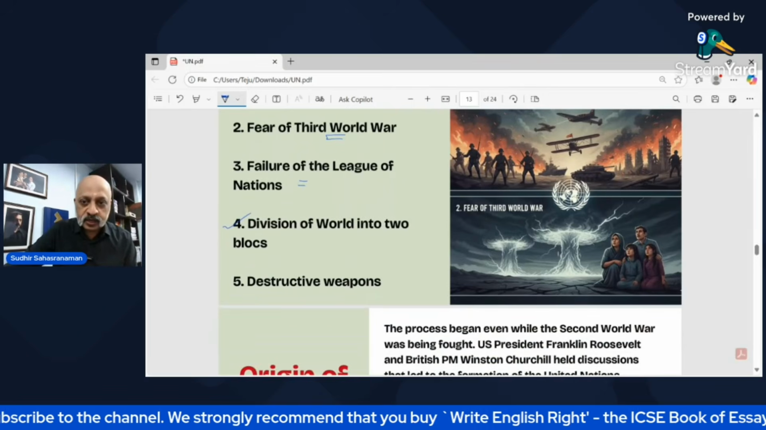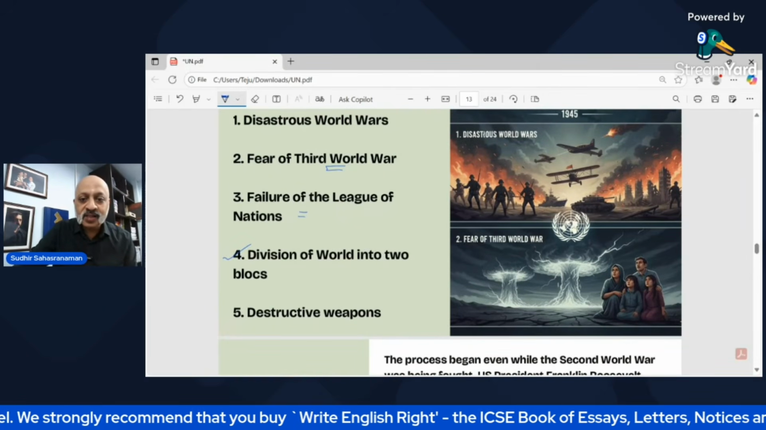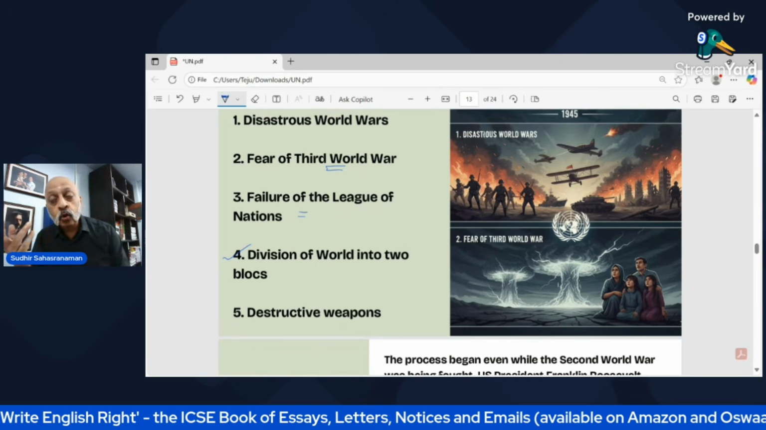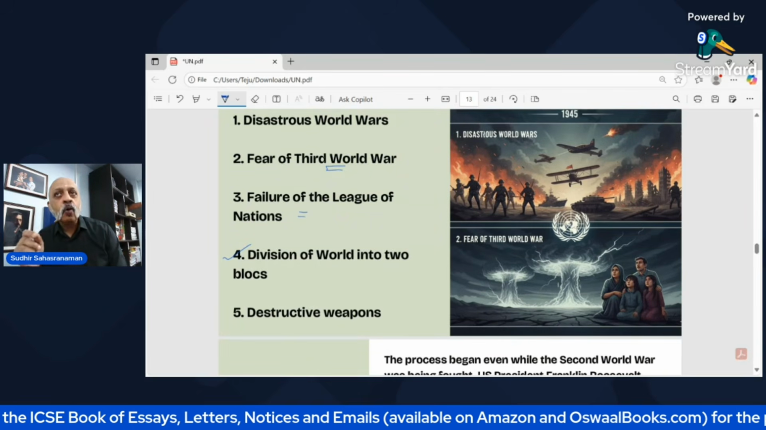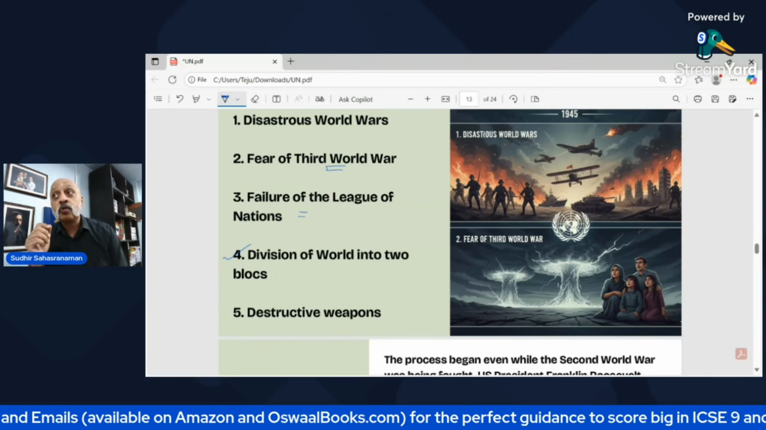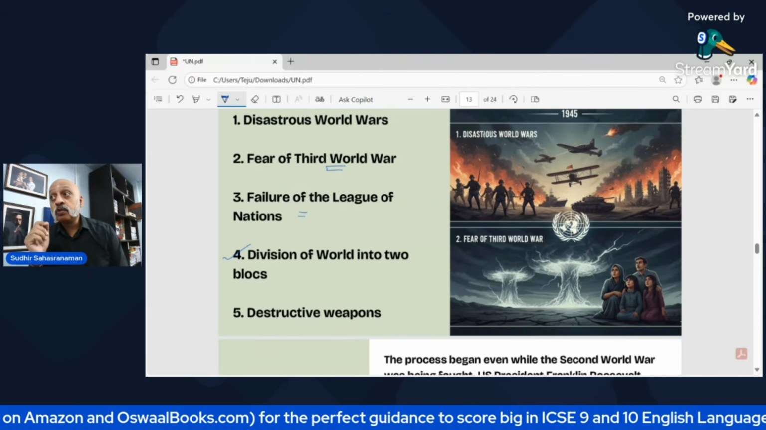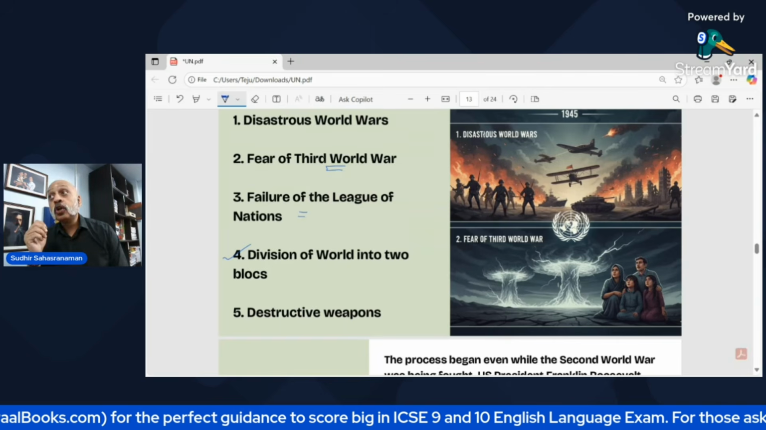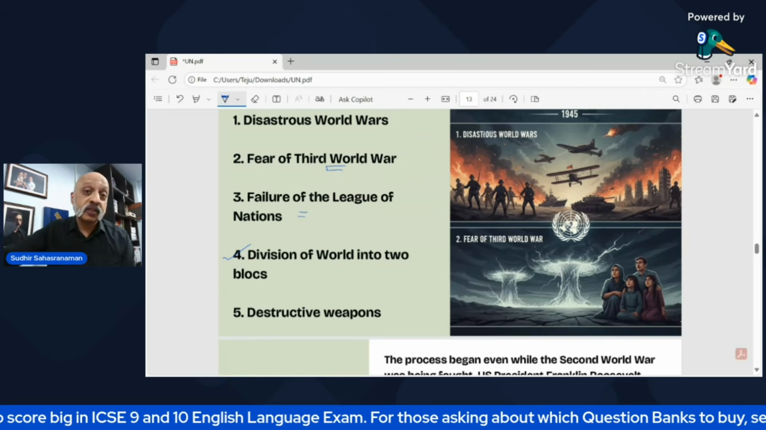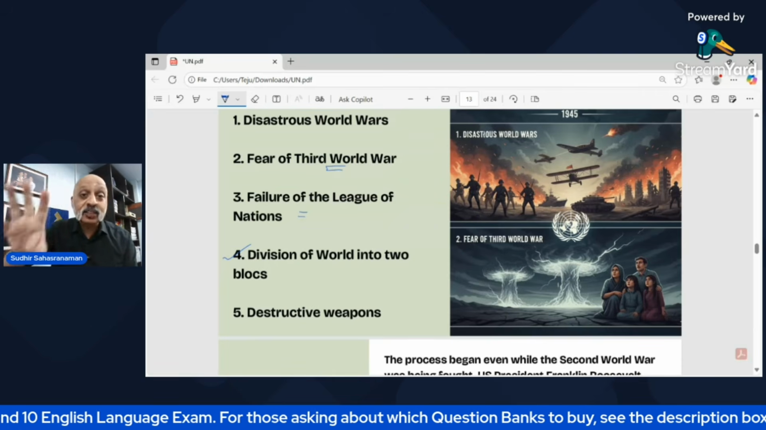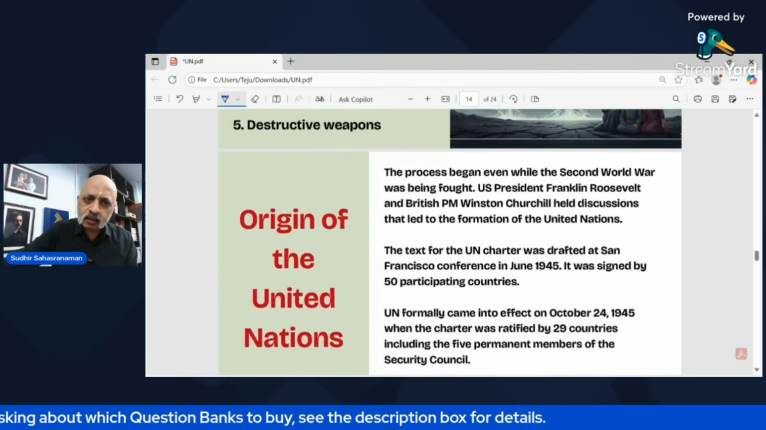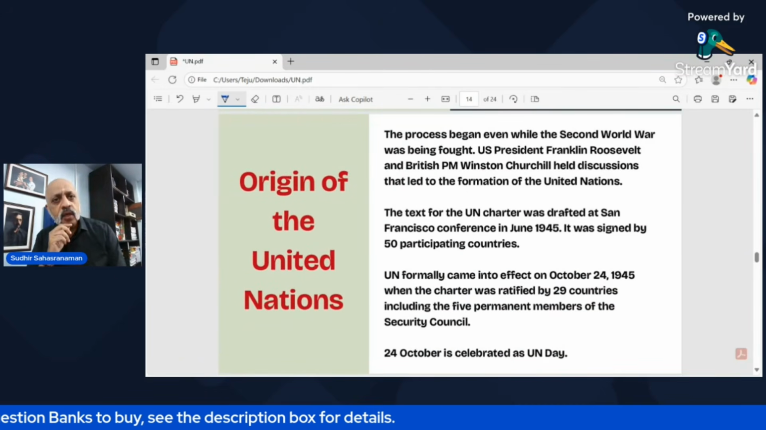Okay. In the illustrations, you can see the disastrous world wars and the fear of the Third World War, which would obviously be a nuclear bomb usage war. Though now I think the Third World War is going to be very, very different. It's going to be an algorithm war. It's going to be a war over data. It's going to be a war that is going to be led by artificial intelligence. I mean, God forbid if a Third World War really happens, but that's what most of the geopolitical experts talk about. Now, let's talk about the origin of the United Nations.